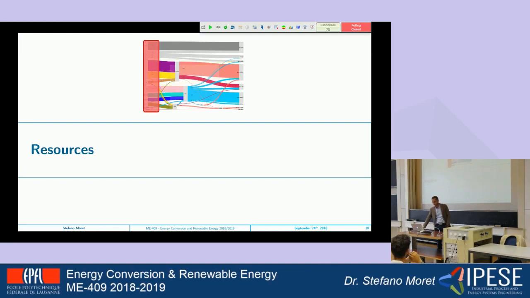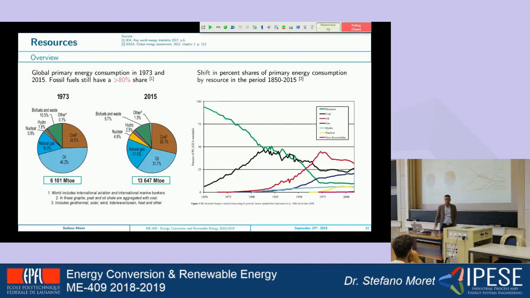So let's look at the resources first. Even if renewables are in general increasing in the world, if you look at the global energy statistics from 2015, the primary energy consumption of the world is still heavily dominated by fossil fuels. Fossil fuels still today account for more than 80% of the global energy consumption.